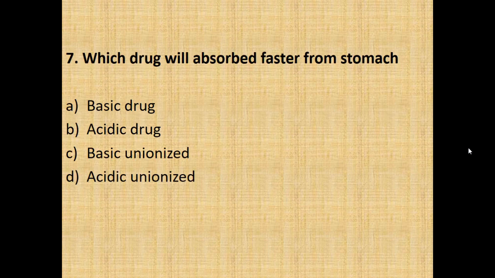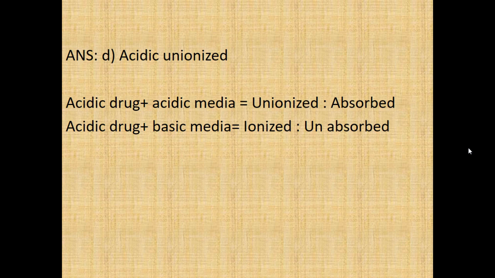Then: which drugs will absorb faster from the stomach? Acidic, basic. For this you should know, once a drug enters which environment, what will happen to the drug. Always remember unionized drug will absorb. The ionized state will change according to the surrounding pH. This formula you should remember. Acidic drug enters acidic medium, it becomes unionized and it will absorb. If acidic drug enters basic media, it becomes ionized, then it won't absorb. For basic drugs, it's the same concept. Basic drug, basic media, unionized, absorbed. Basic drug, acidic medium, ionized, unabsorbed.